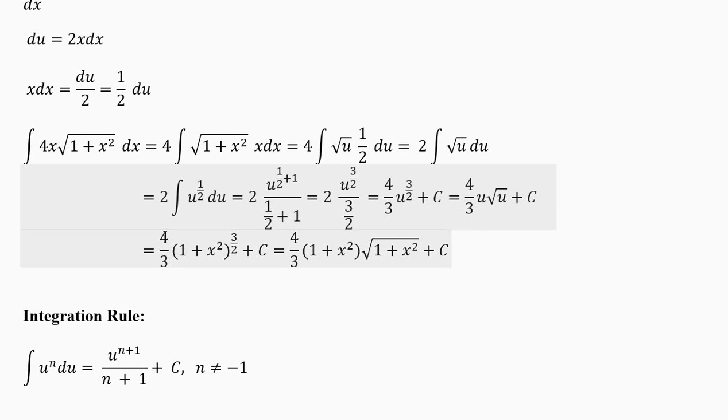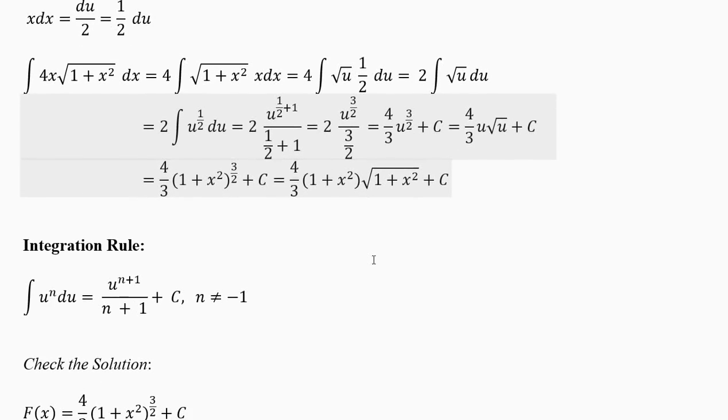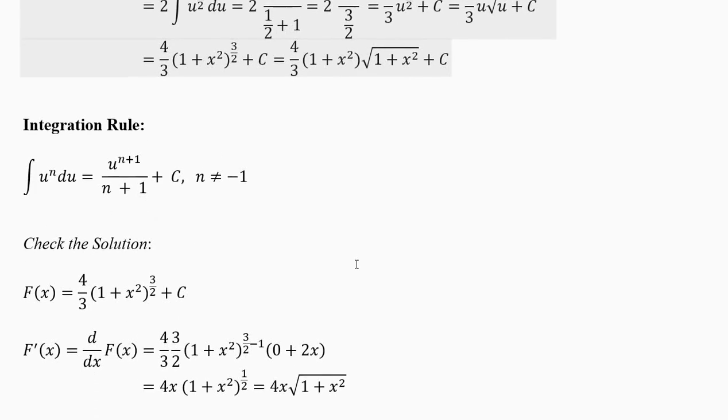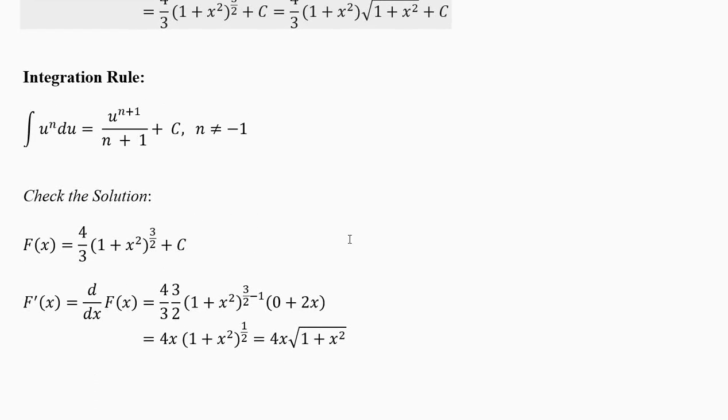So you can write your answer as 4 over 3 bracket 1 plus x square whole power 3 by 2, or you can write it as 4 by 3 into 1 plus x square inside the bracket, then square root of 1 plus x square. Inside the square root there is no confusion, so there is no need to put the bracket. If you so wish, you can put it. You can again differentiate and check the answer.